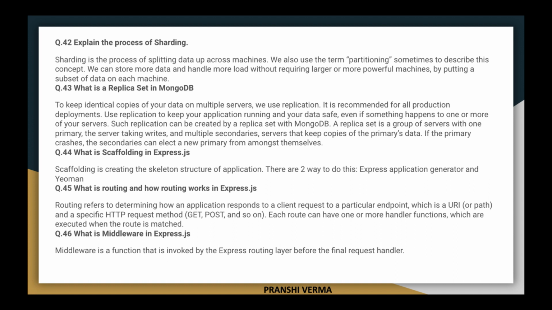Next question: what is scaffolding in Express.js? Answer: scaffolding in Express.js is the process of generating boilerplate code and directory structure for an application. It provides a starting point for building a new application by creating pre-built code and directories for common application features such as models, views, and controllers.